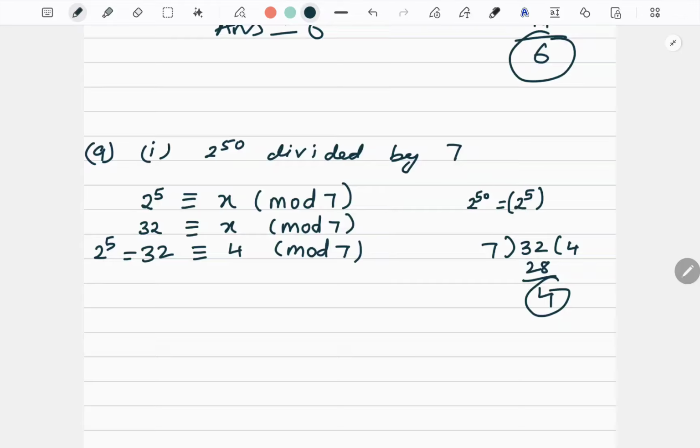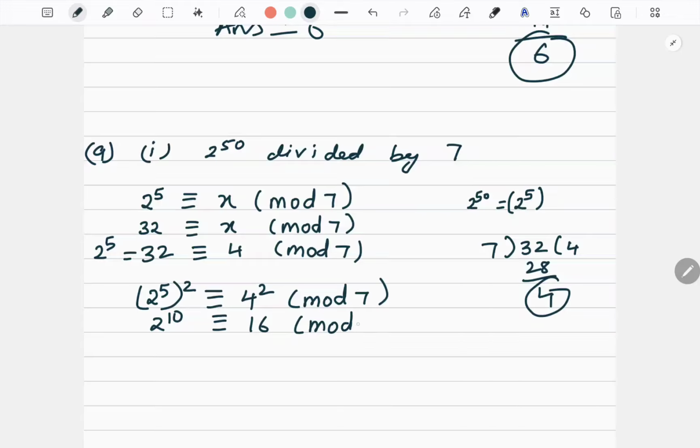Now what I'll do, I'll increase it. I want to reach the power 50. So 5 to 10 I know, so let me raise it to the power 2. So 2 to the power 10 congruent 4 square mod 7. So 2 to the power 10 congruent 16 mod 7 came. But now this 16 is more than 7, so I can reduce it. 16 x mod 7. Always I have to be smaller than this number.